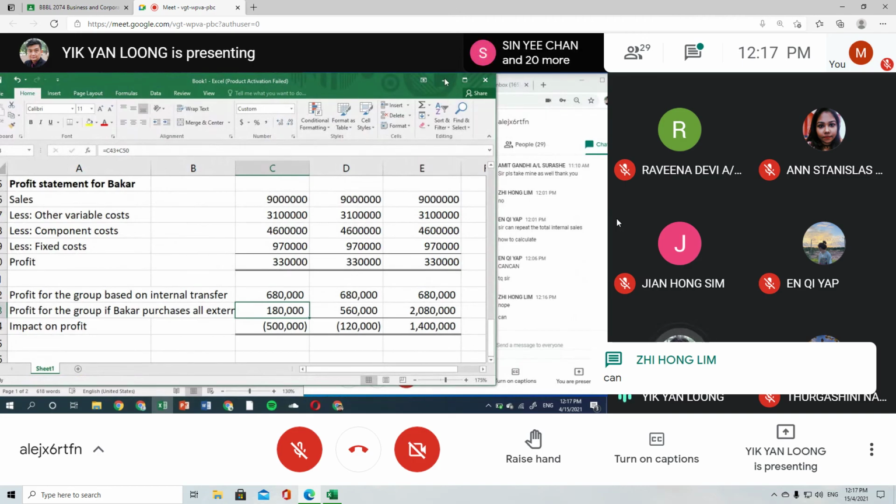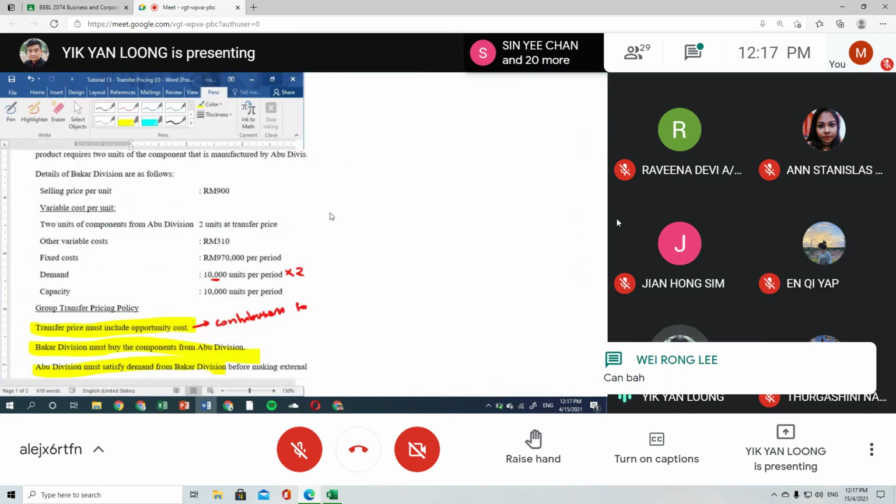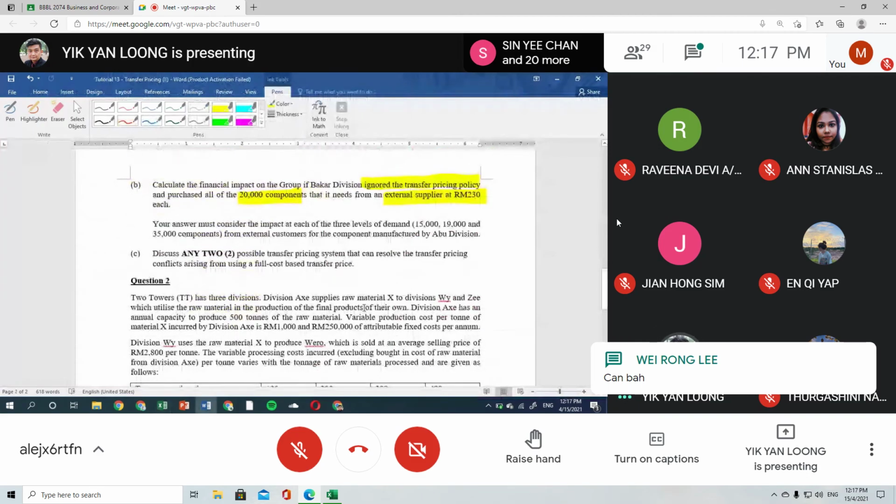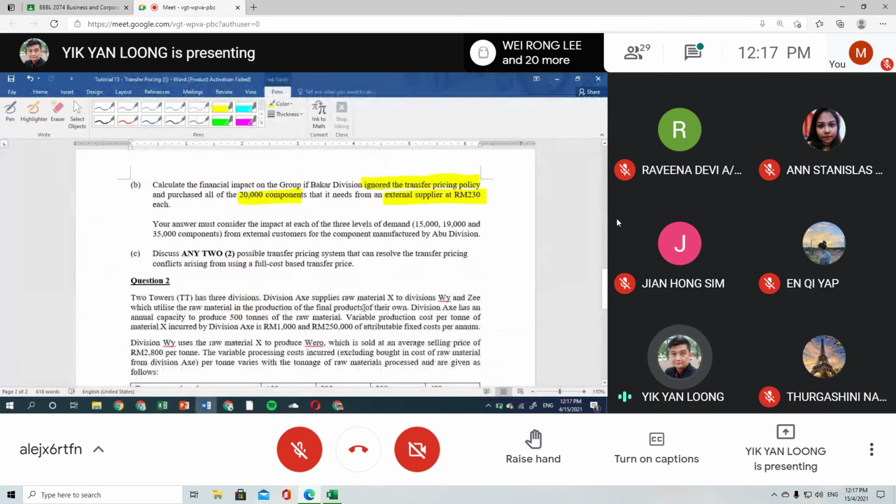Now the next part of the question is to discuss any two possible transfer pricing policies. You can mention anything: fixed cost plus pricing, marginal cost plus lump sum, dual pricing, negotiable transfer pricing, any two of these. For the explanation, you just refer to my notes. It's very much in detail.